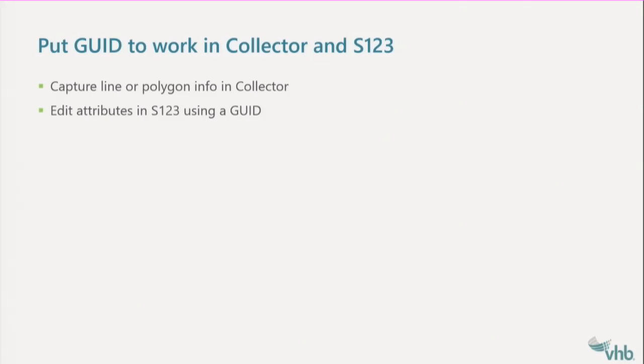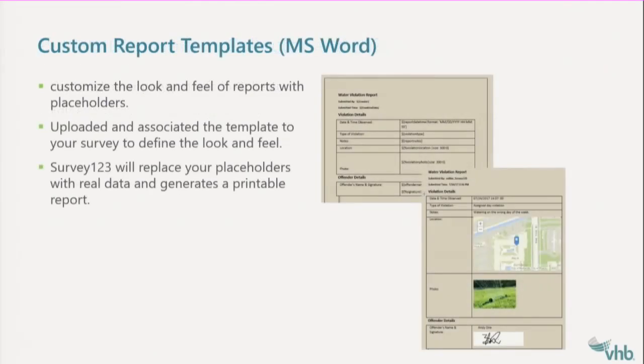And so what you could do, then, you collect it in Collector, and then you use that same GUID and make that association and do the attribute editing in Survey123. Again, either doing some of the pre-population up front, so you don't have to go through all of it again, or using a URL to call that service and pre-populating it that way as well.